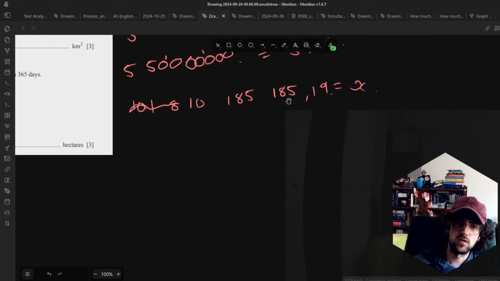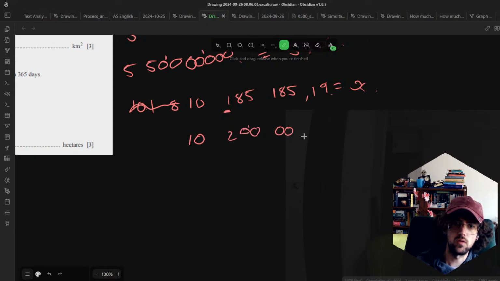100,000. So it would be to this point over here. So that's going to move 1 up. So it's going to be 10, 2, 0, 0, 0, 0 kilometers squared. Does that make sense?